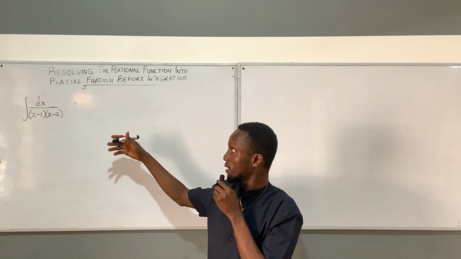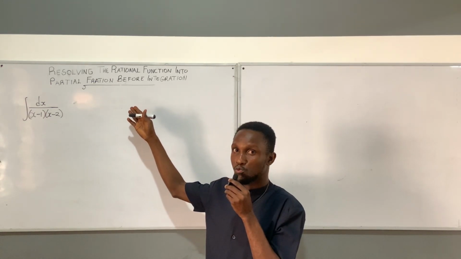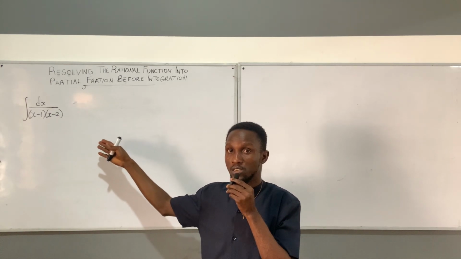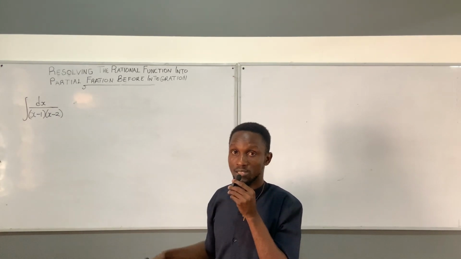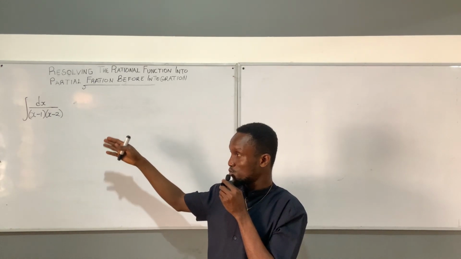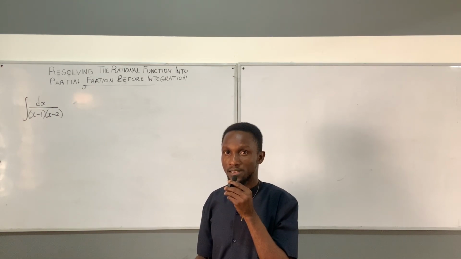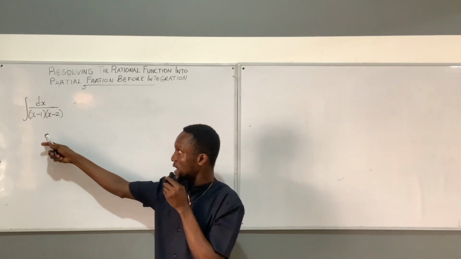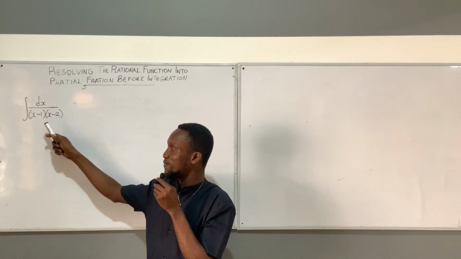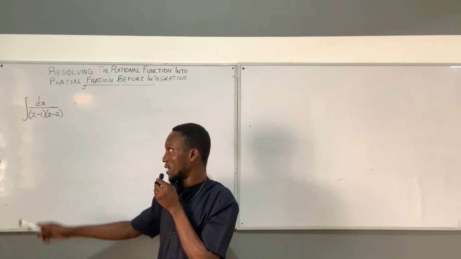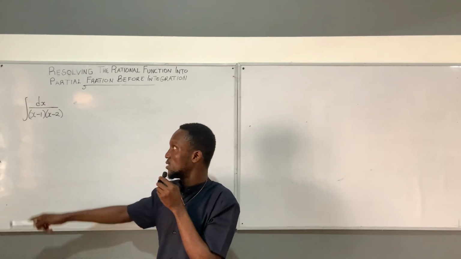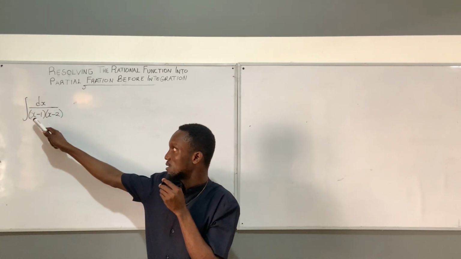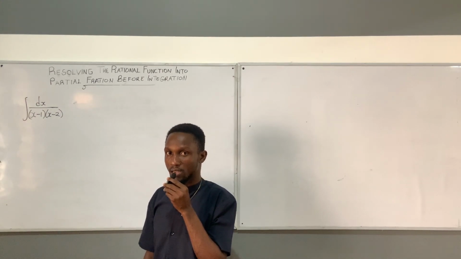In the last class under this topic, we did how to resolve the rational function to partial fraction before integration. And then we did an example. This one is a sequel to the first video, and it is very, very simple. Now, when you look at this function, we have a linear factor x minus 1, x minus 2, and we have dx over this, which represents 1 dx over all of this, so that you don't get confused.